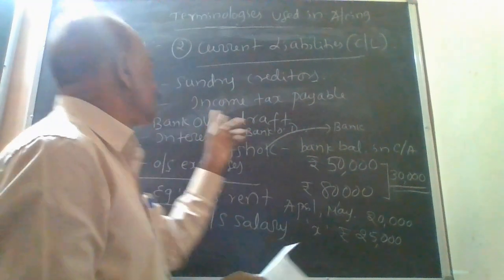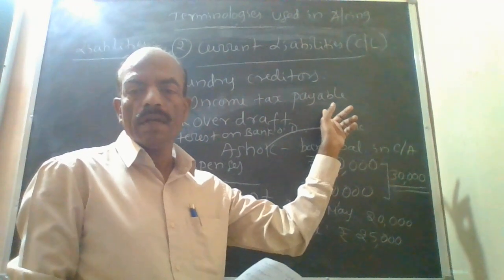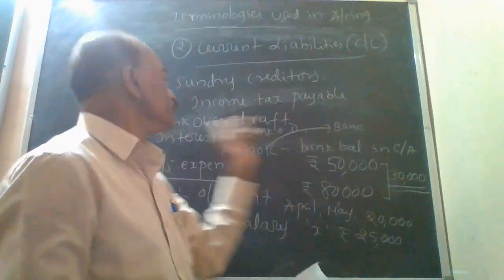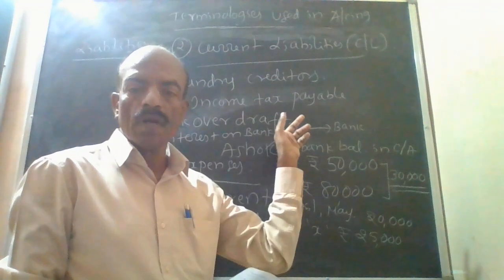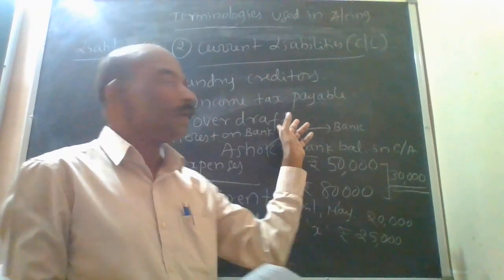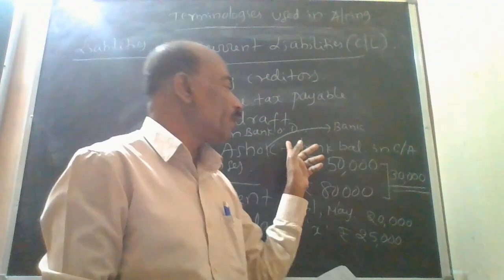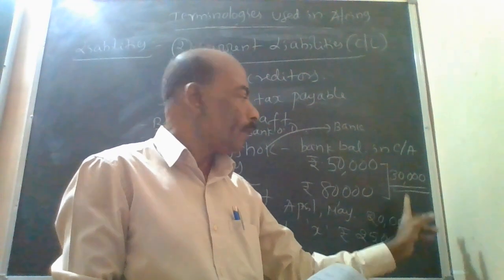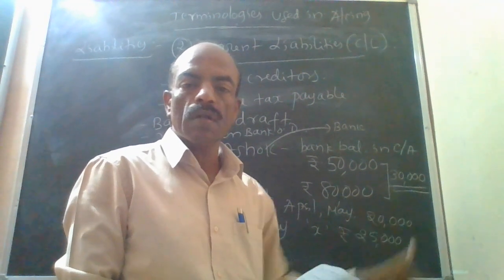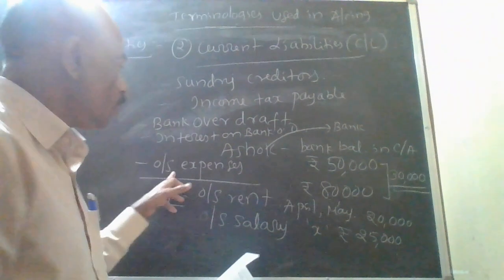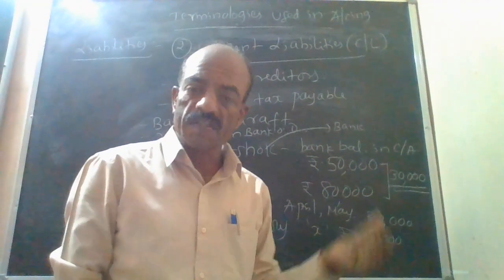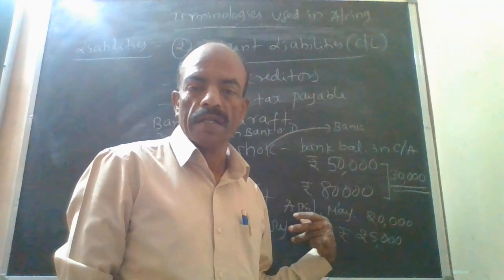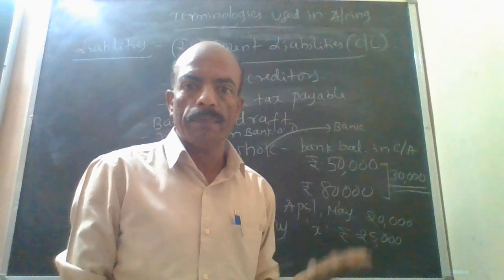It's our responsibility to pay the money to sundry creditors. Then income tax we have to pay to the income tax department. We also have to pay the GST. So bank overdraft is drawing more than the actual balance available. Apart from paying the bank overdraft amount, you have to pay interest on bank overdraft. Outstanding expenses I already told: expenses incurred but not yet paid. So salary outstanding: we have to pay the salary for the months of April, May.